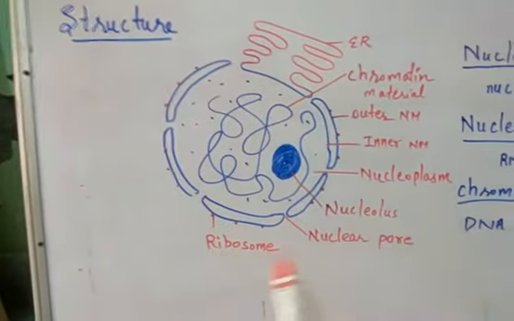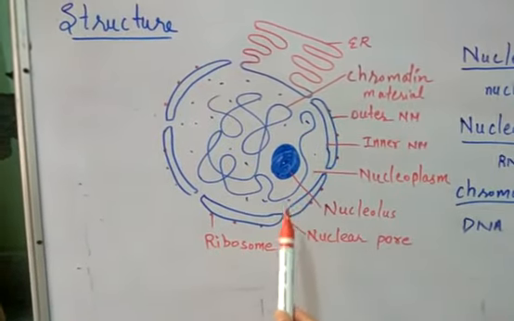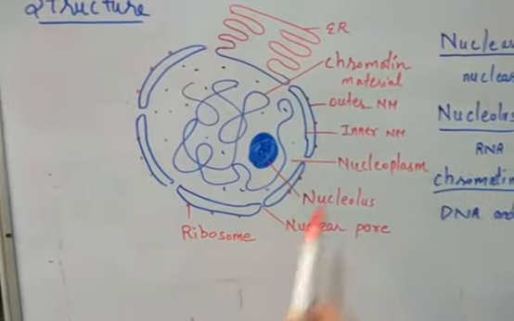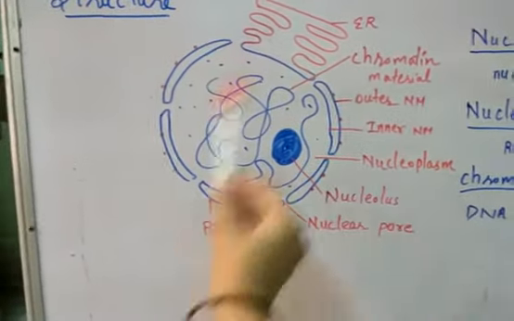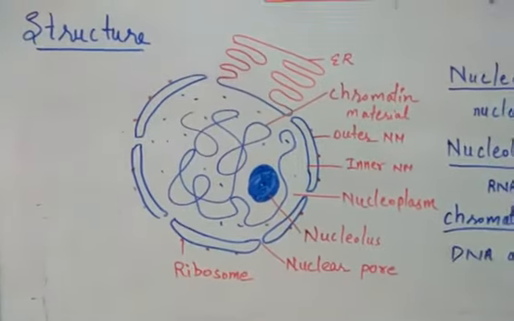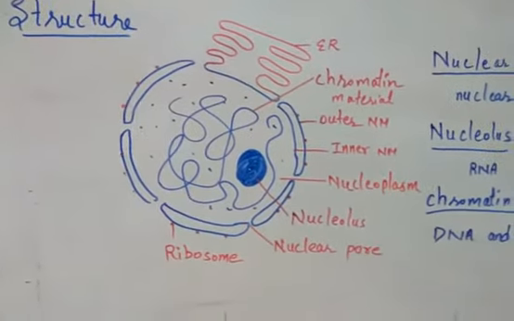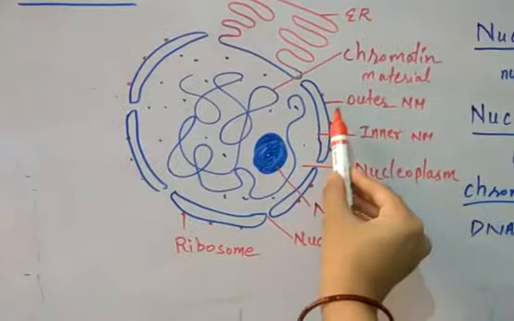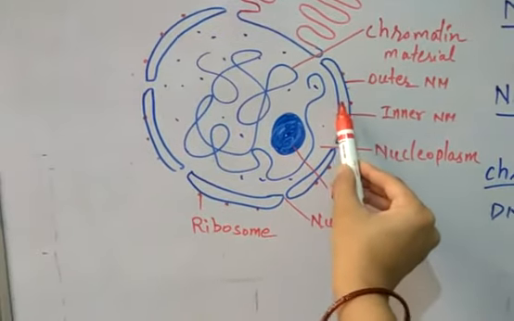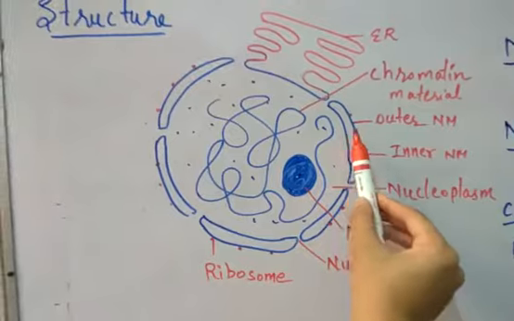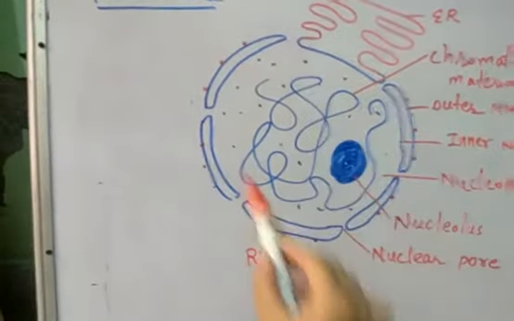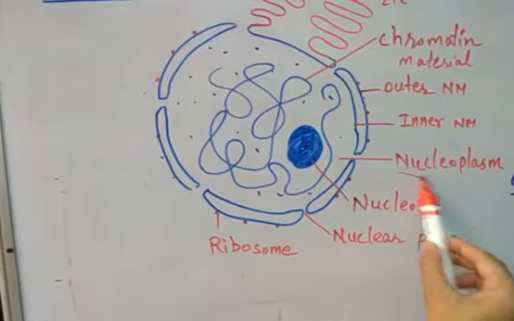The nucleus is a dense body which is present in the eukaryotic cell. It is covered with a well developed nuclear envelope, the nuclear membrane. It is made up of two membranes, covered by two membranes, the outer membrane, this one, and the inner membrane, this one. Inside this particular structure, the fluid matrix which is filled is termed as nucleoplasm.